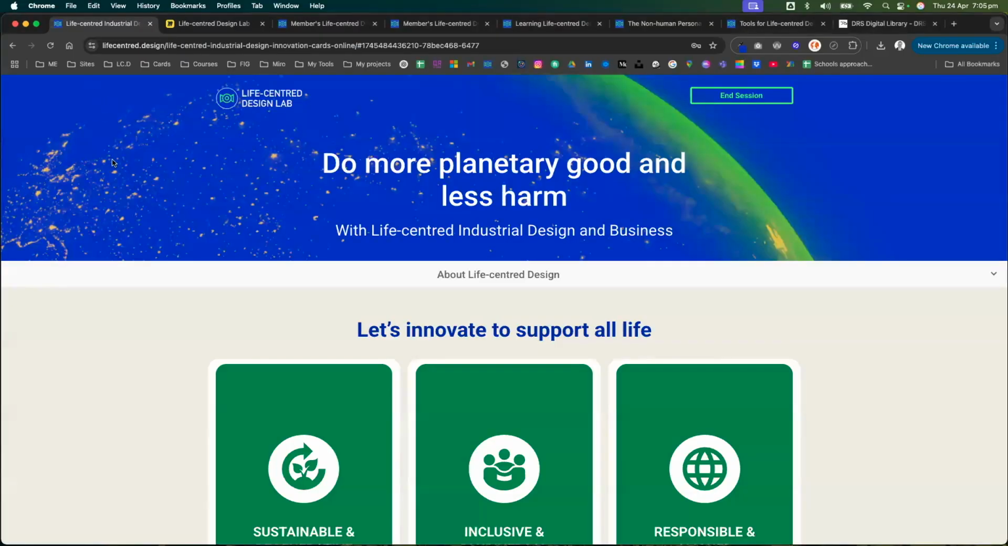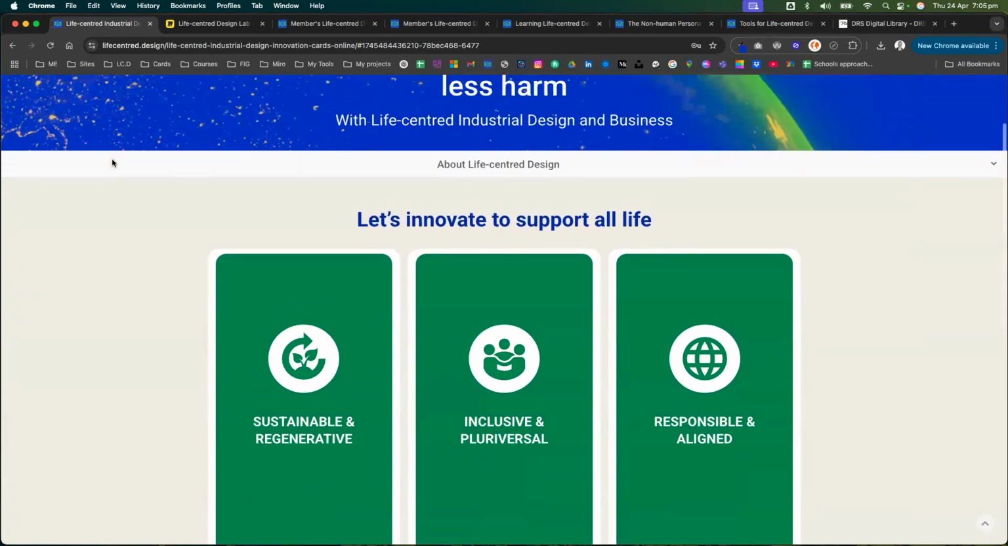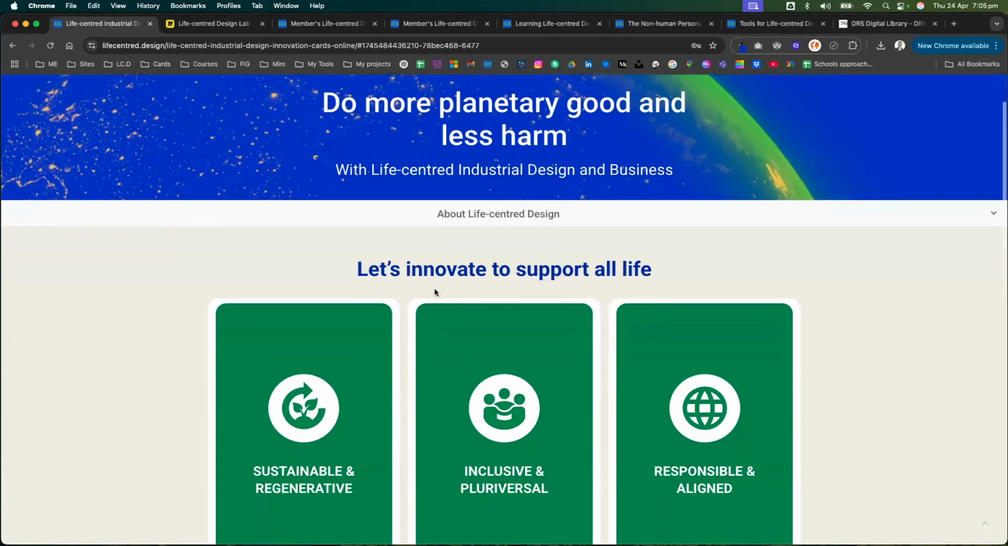So what we'll do tonight is we're going to be using this new tool I've created, which is an online workshop tool to introduce people to life-centered design. I'll give you a little high-level introduction about what life-centered design is, just so we can spend more time on playing around with these cards.